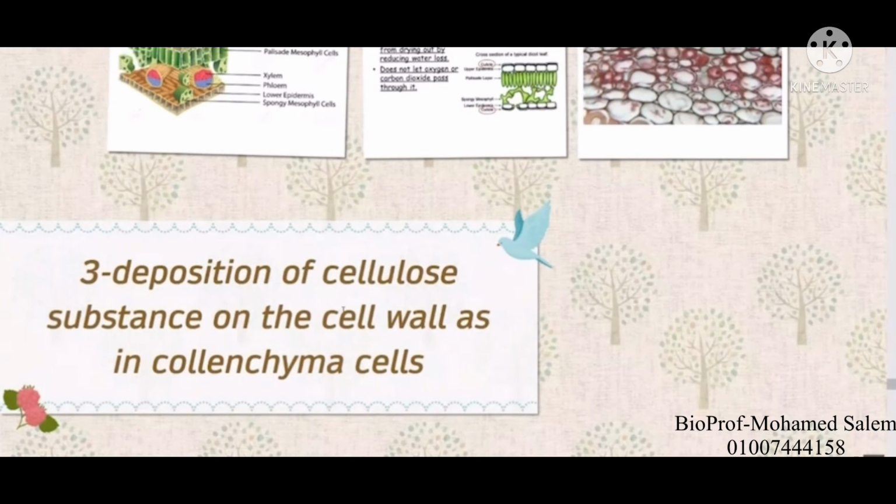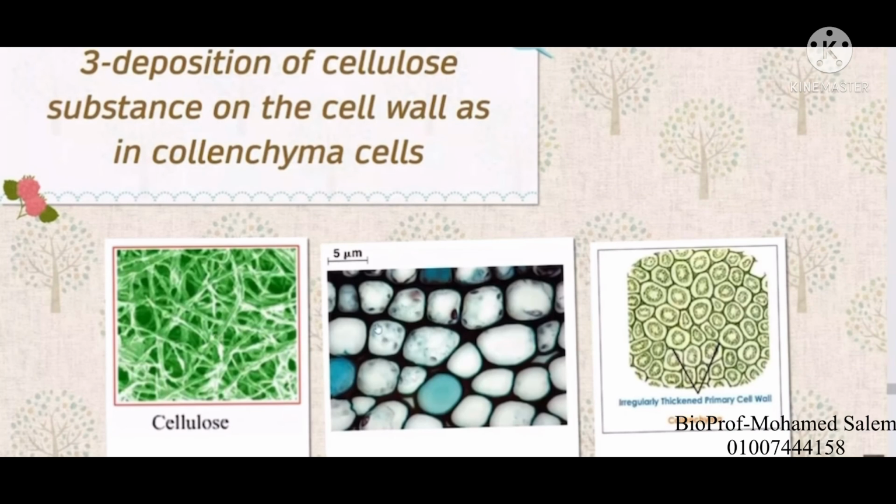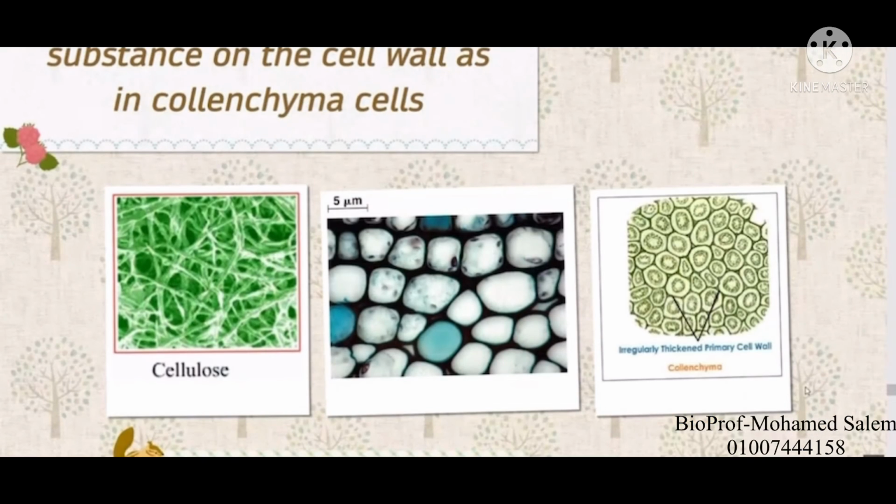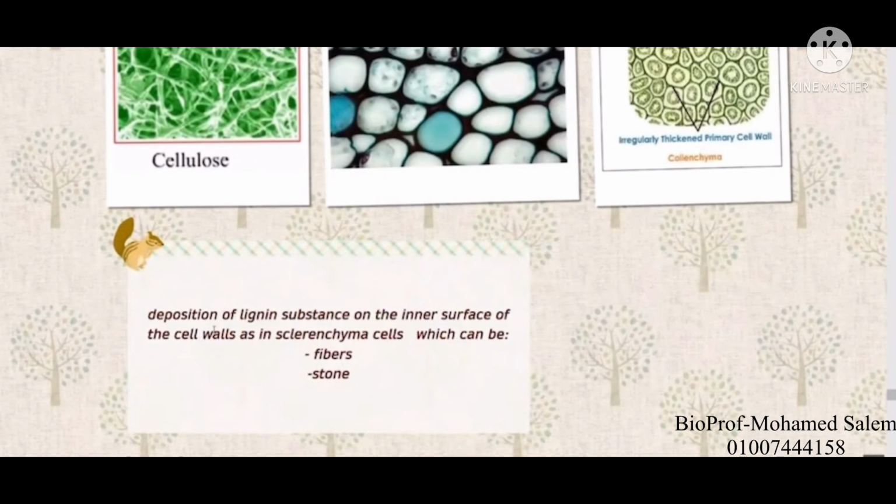Deposition of cellulose substance on the cell wall, as in collenchyma cells. We said that cellulose between the cells of collenchyma gives support for the plant. Here, this is the cellulose, the black color among the cells. This is the thickened primary cell wall. Okay. Deposition of lignin substance on the inner surface of cell walls.